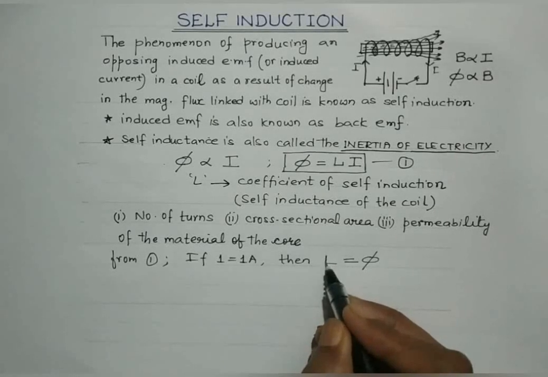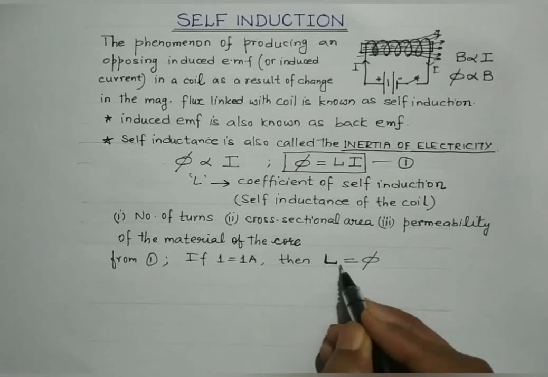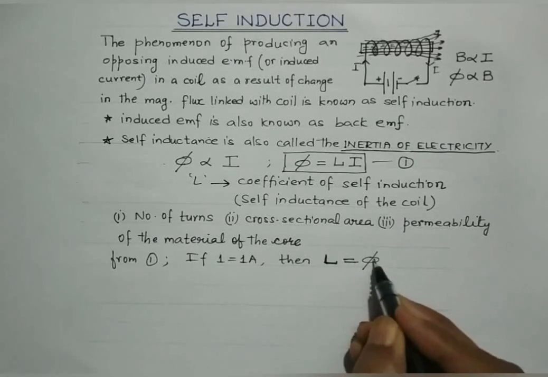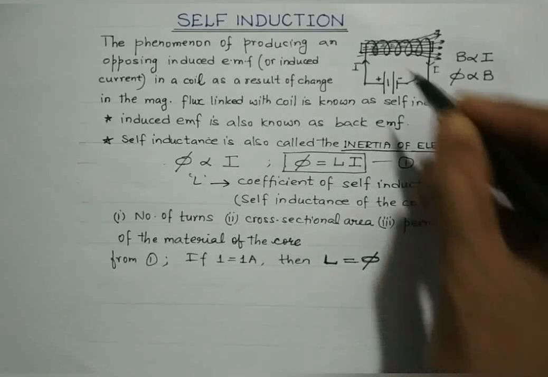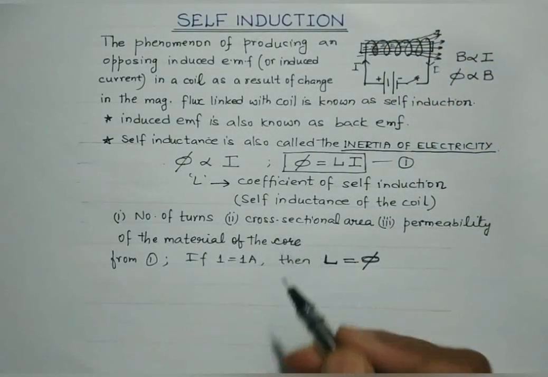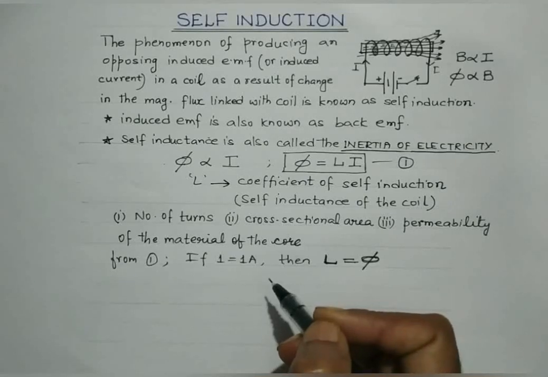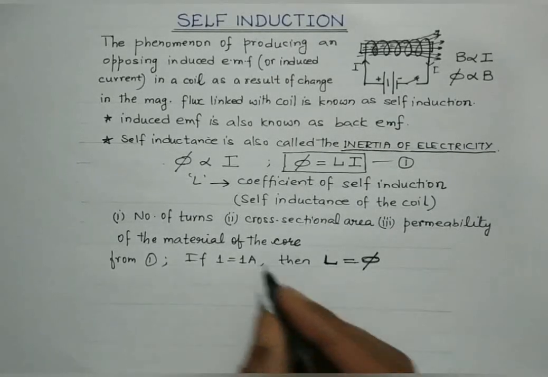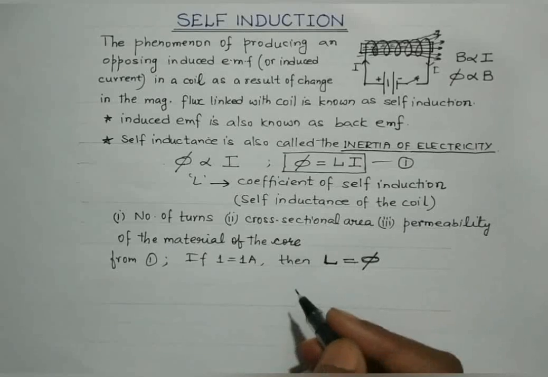So students, look, this L, which is the self-inductance of a coil, is numerically equal to the magnetic flux associated with the coil when a current of 1 ampere is flowing through it. It's so very simple, isn't it? So this is how the self-inductance of a coil may be easily defined.